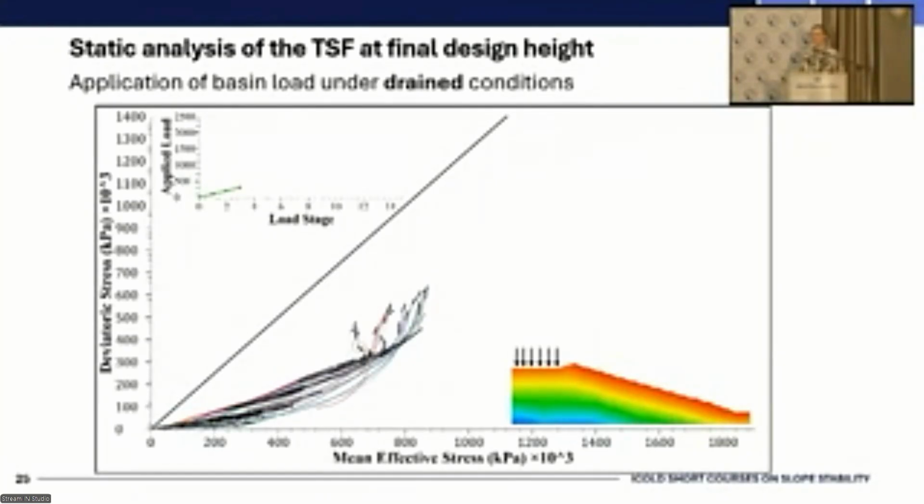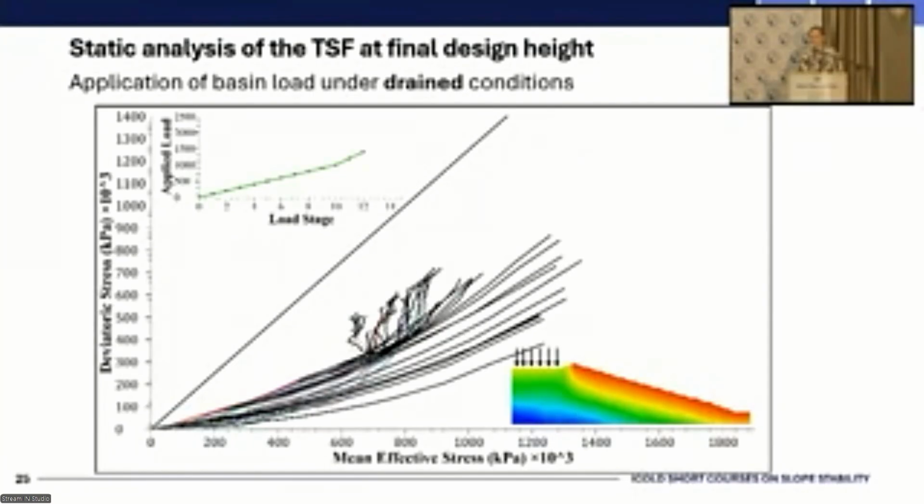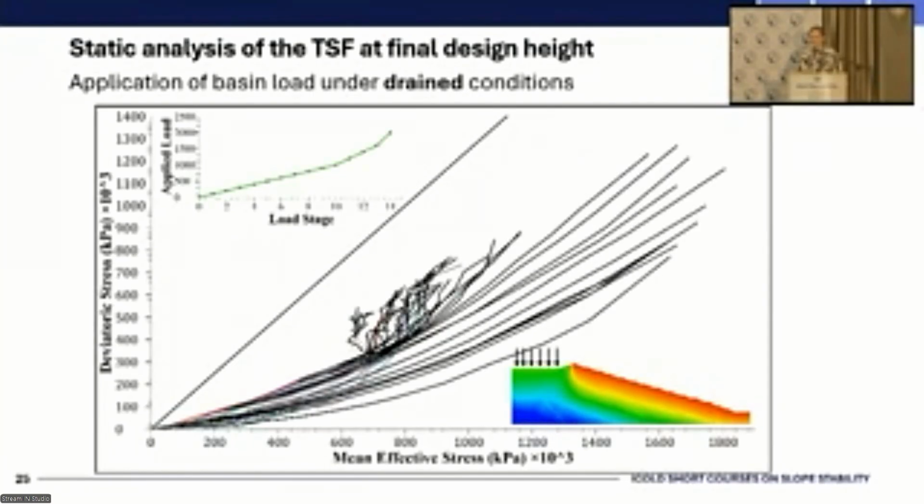Then we're going to apply a load to the basin, assuming drained conditions. So we're assuming that that load is applied sufficiently slowly such that no excess pore water pressures are induced. And you can see that the black stress paths caused by the application of that load move diagonally upwards and do not come close to intersecting the critical state line, even for a very large applied load.